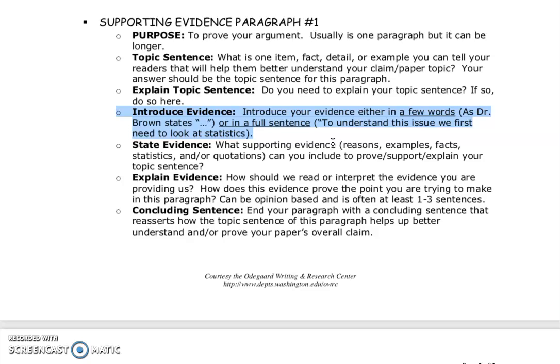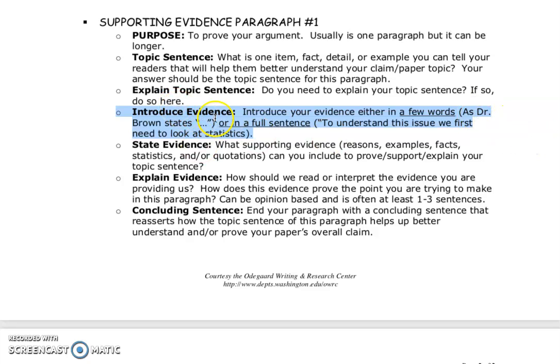How do we know that your reason is valid? How do we know that it's true? How do we know we can trust it? You introduce the evidence, okay? And this is a little follow-up to integrating quotes. So you're going to introduce your evidence further in a few words, and so I have an example here.